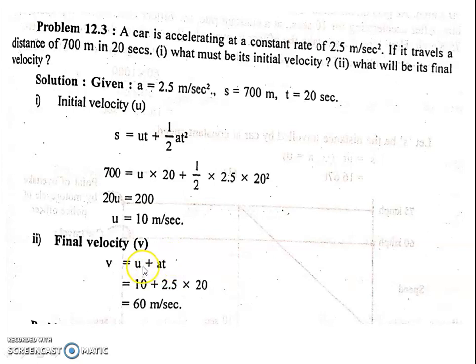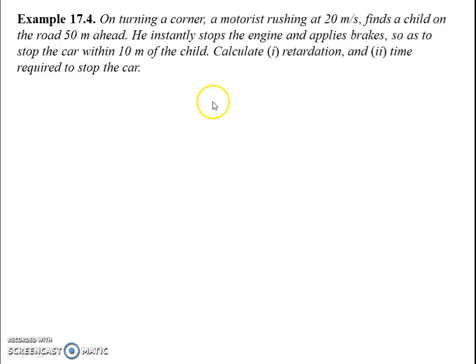So I will substitute the u value whatever I found over here: 10 plus a, acceleration, here it is 2.5 given in the problem, and t is again 20 seconds given in the problem. I substituted and it works out to be 60 meter per second. The final velocity works out to be 60 meter per second. These are simple problems you can solve easily by substituting the corresponding values in simple equations of motion.